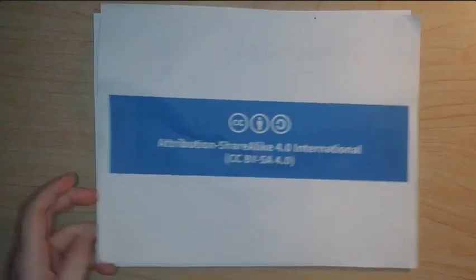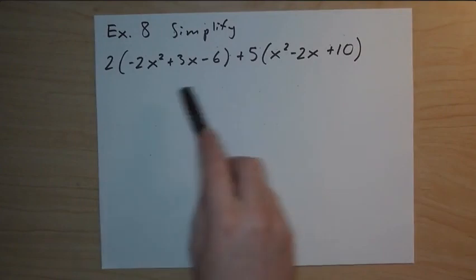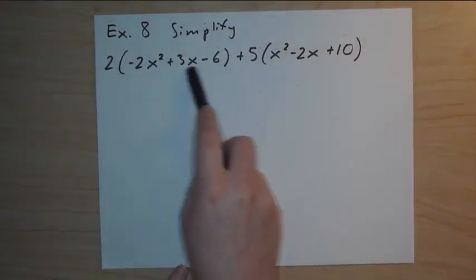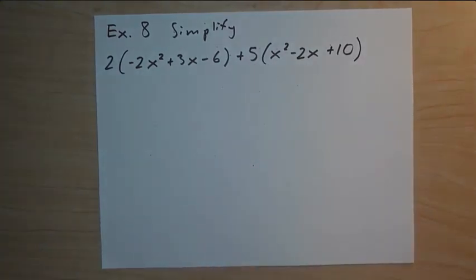This is example 8 of the lab 4 for Math 100. We want to simplify the below expression. We have 2 times (negative 2x squared plus 3x minus 6), all in parentheses, plus 5 times (x squared minus 2x plus 10), in parentheses.